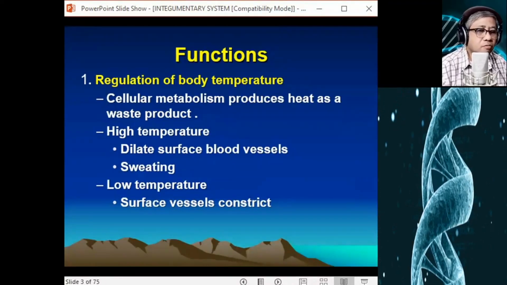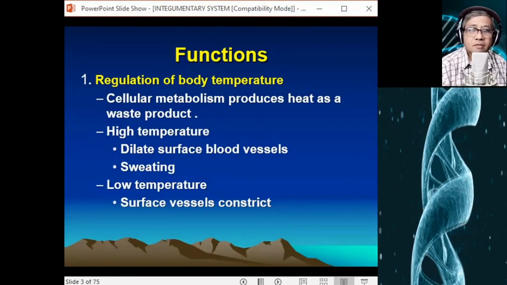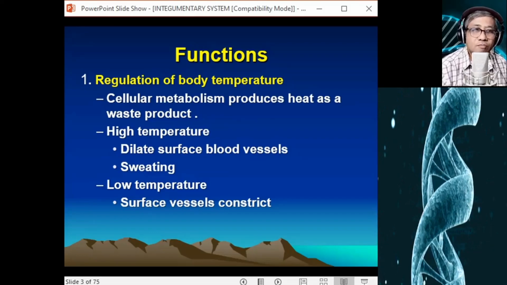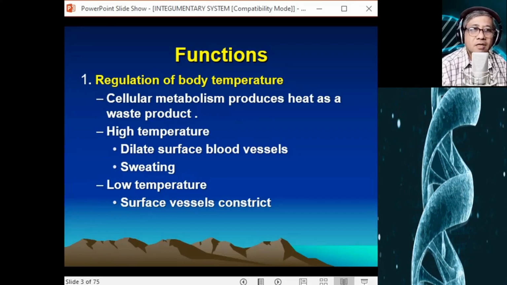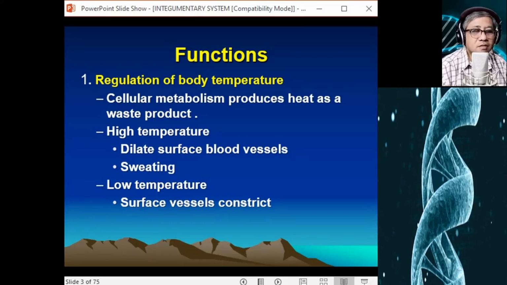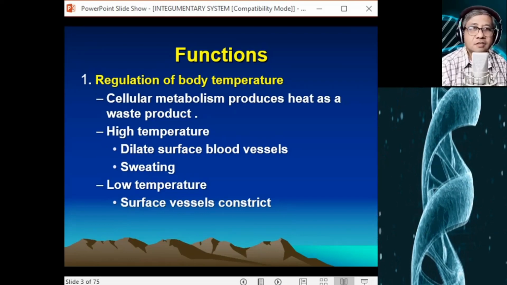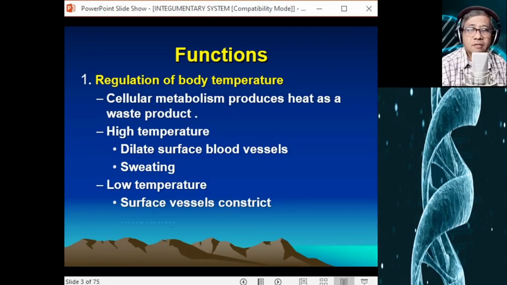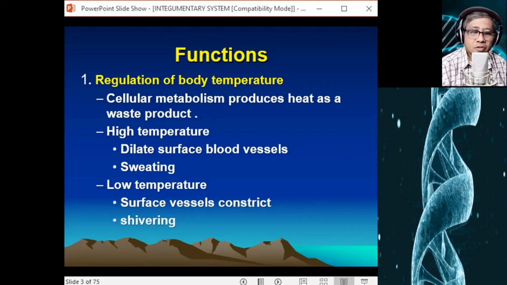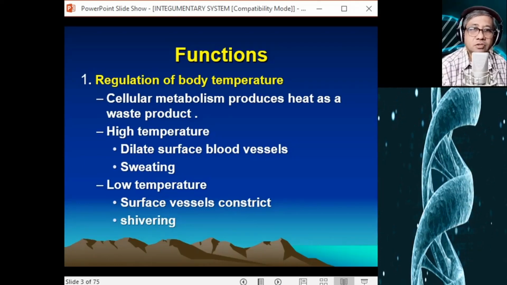Or in Tagalog, we say namumutla yung balat. When the blood vessels dilate, namumula yung balat natin, because the blood vessels are dilated. Pag constricted naman, namumutla siya. Another mechanism for preserving body heat, or maintaining body heat even if the temperature outside is low, is shivering, because we know that muscle contraction produces body heat.